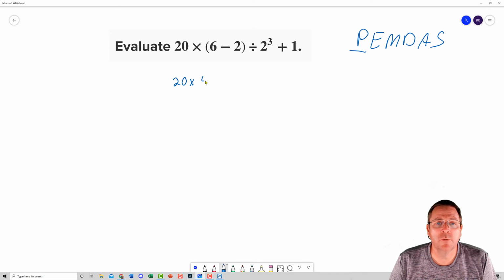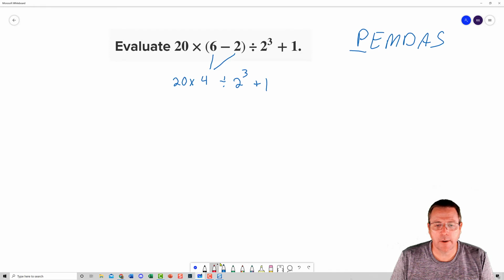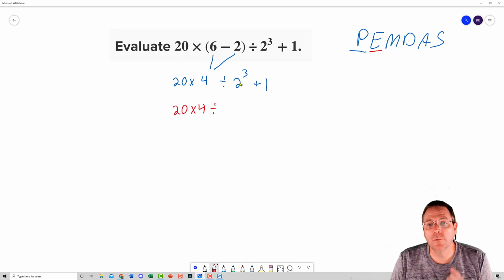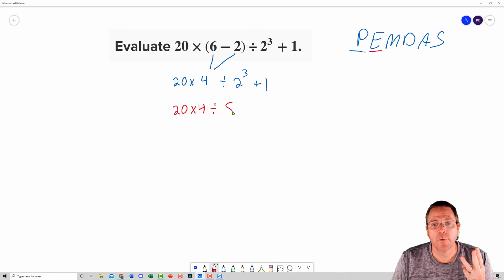6 minus 2, that's going to become 4, and that's the part we did right there. Everything else is going to come down. Divided by 2 cubed plus 1. Next, I'm going to work my exponents. My exponent is going to be right there, 2 cubed, so everything else comes down. 20 times 4 divided by 2 cubed. 2 times 2 is 4. 4 times 2 is 8, so that's become 8 plus 1.